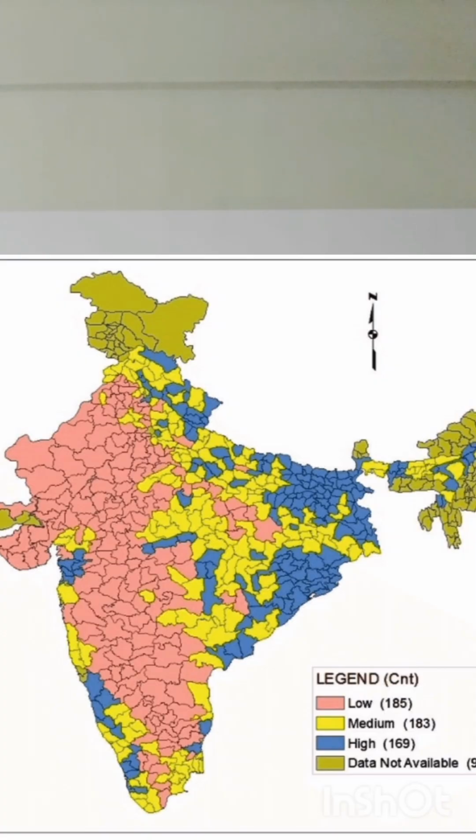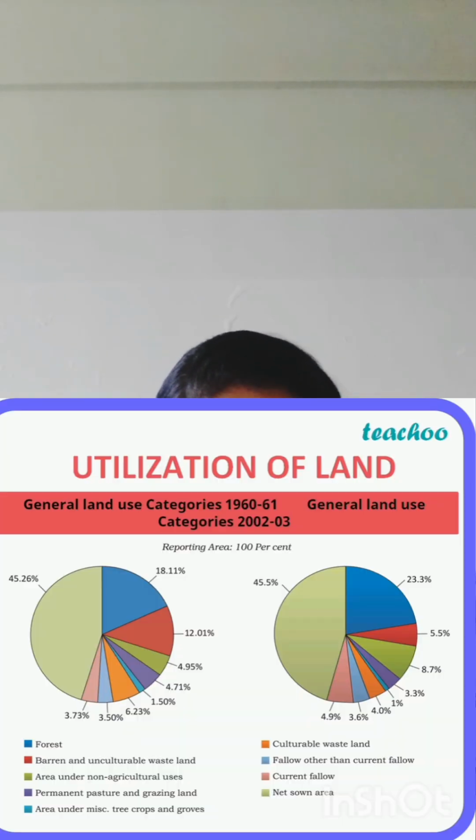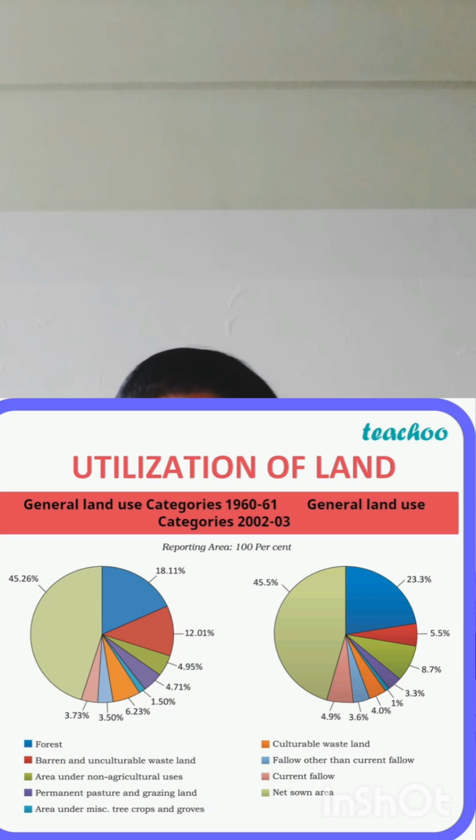The next one: the portion of land which is surveyed for land use pattern. The total geographical area of India is 3.28 million square kilometers. Only 93% is surveyed, except for the 7% in Assam and most of the northeast states, not surveyed fully, and some portion of Jammu and Kashmir which is occupied by Pakistan and China.